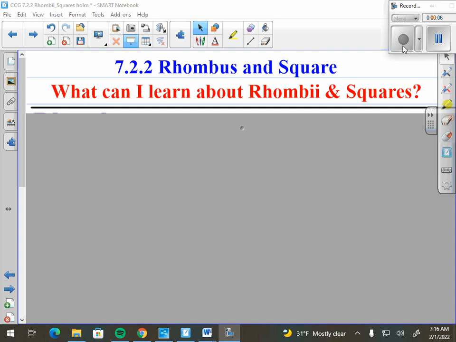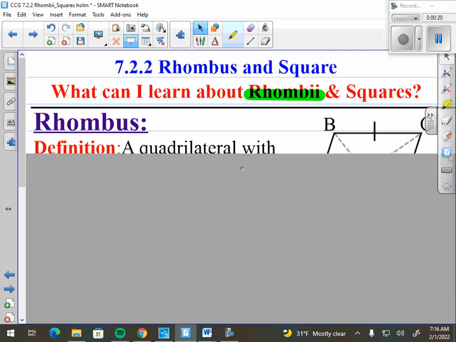Okay, these are the right side notes for 7.2.2, rhombus and square. So what can I learn about rhombi, which is just the plural of rhombus, and squares? So today with your resource page, you guys spent all class learning about a rhombus.